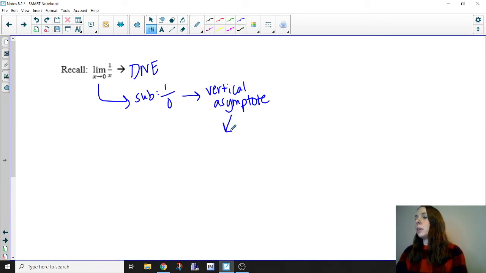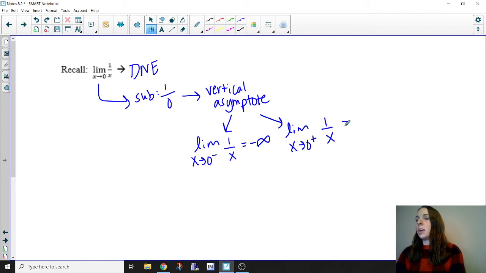If we take the limit as x approaches 0 from the left of 1 over x, we would have 1 divided by a very small number that's close to 0 but negative. So therefore, we would say that that goes to negative infinity. And if we look at the other side, the limit as x approaches 0 from the right of 1 over x, that's going to be 1 divided by a very small number close to 0 but positive, and so therefore we'd say it's going to positive infinity. Knowing those will be helpful for the next example.